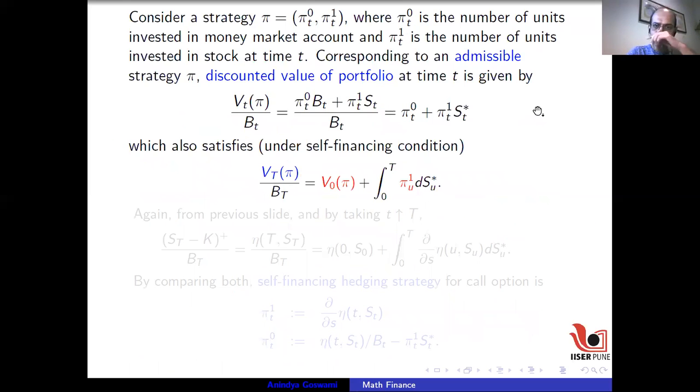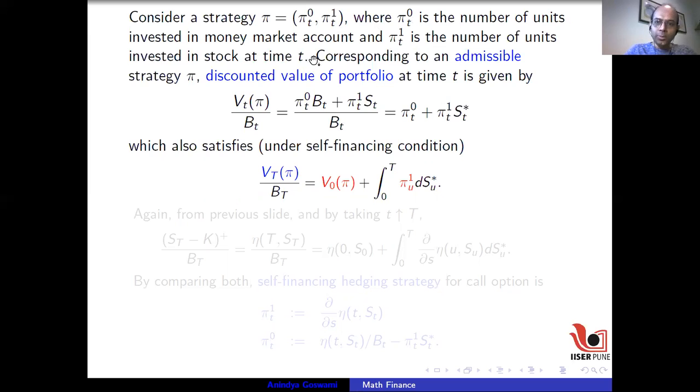So this is the finance part. Consider a strategy pi, which is an ordered pair pi 0, pi 1, where pi 0 is the number of units invested in the money market account and pi 1 is the number of units invested in the stock at time t. So this is basically a portfolio strategy.